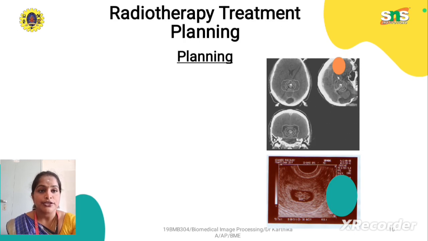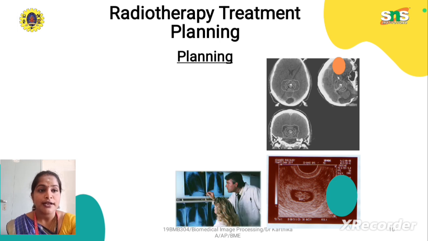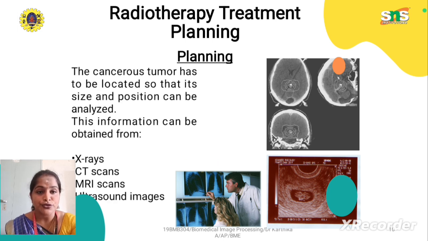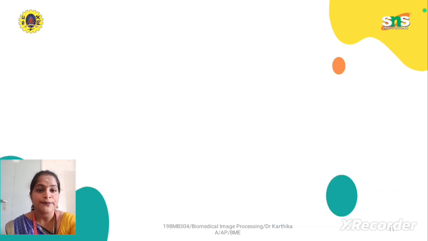See the radiation treatment planning. Here in planning we use images from different medical imaging modalities like MRI, CT and X-rays, as well as ultrasound. This cancerous tumor has to be located so that the size and position can be analyzed. This information can be obtained from X-ray, CT, MRI, ultrasound images.